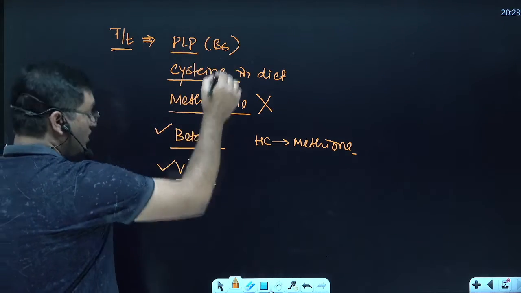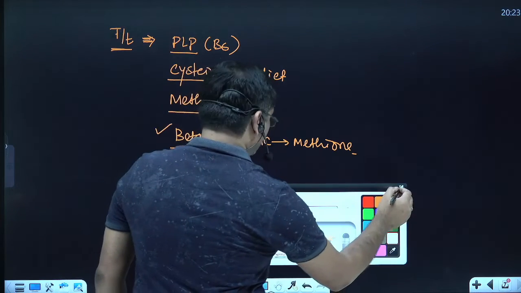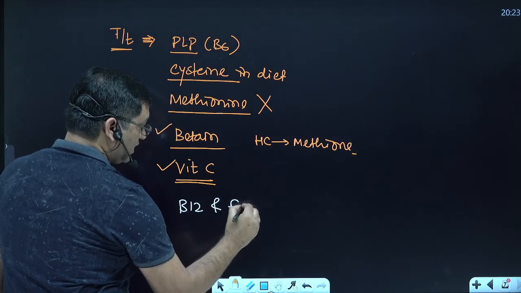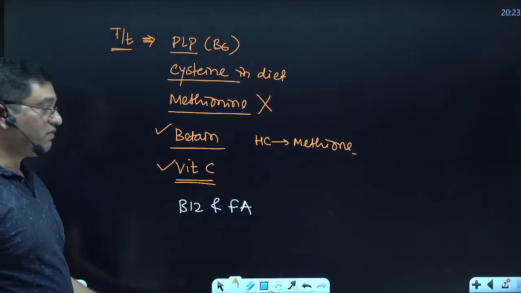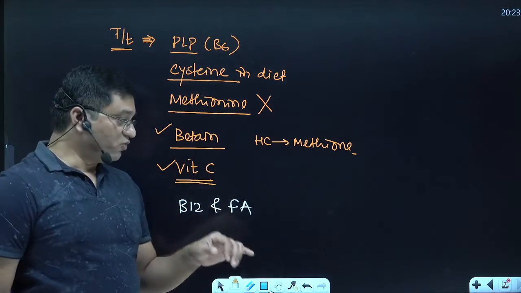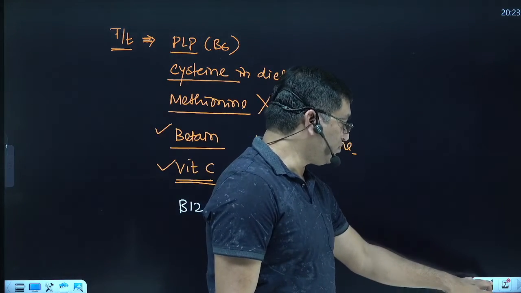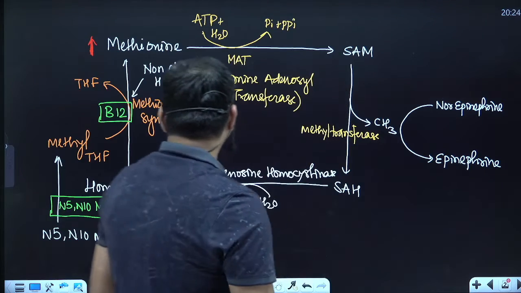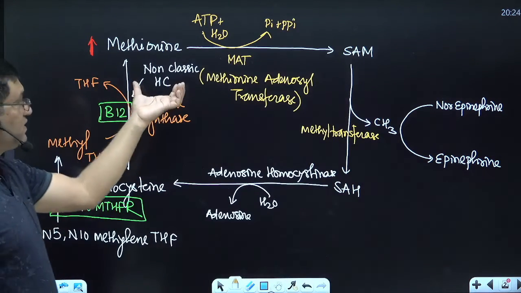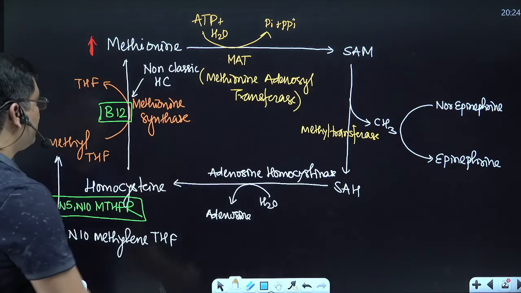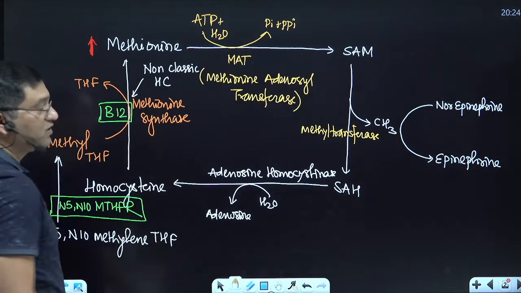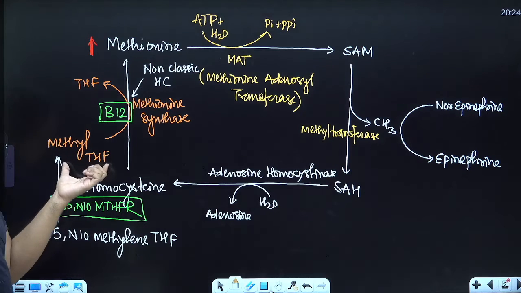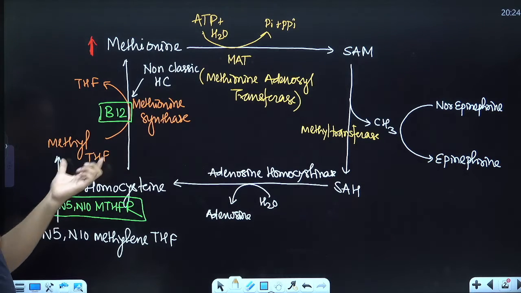Those who are not responding to B6 therapy, vitamin B12 and folic acid can be given in the treatment. So how will vitamin B12 and folic acid help? See, non-classical homocystinuria is because of methyl B12 deficiency and due to defective synthesis of methyl tetrahydrofolate. So, non-classical homocystinuria.